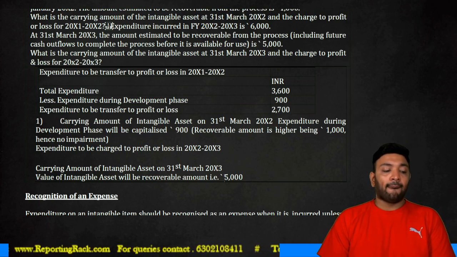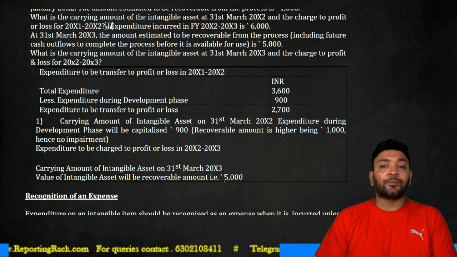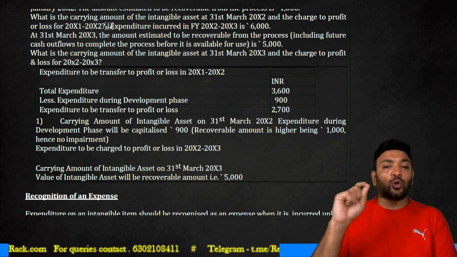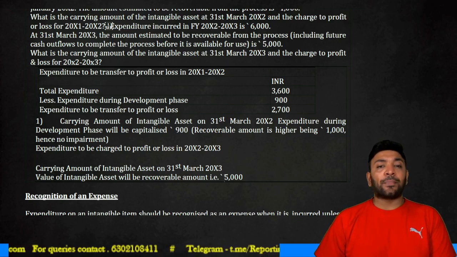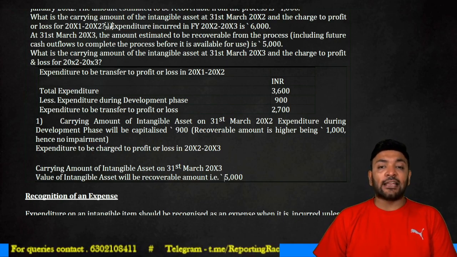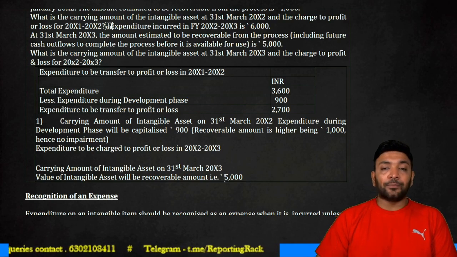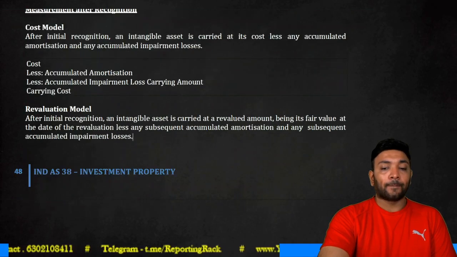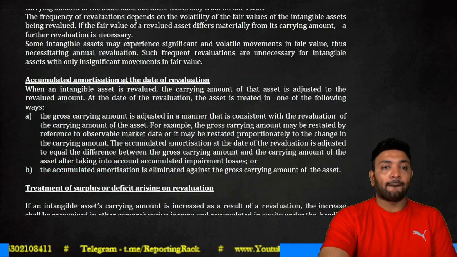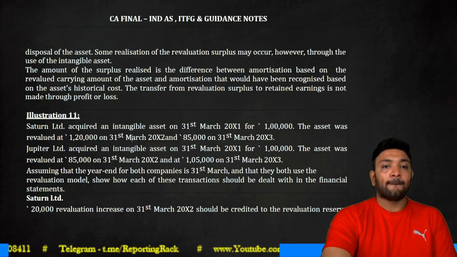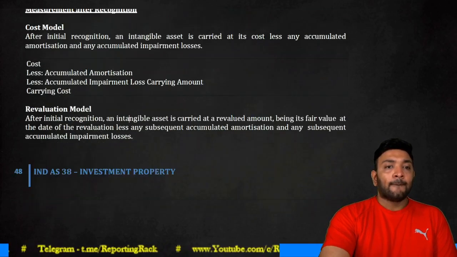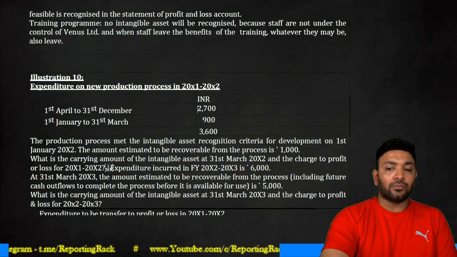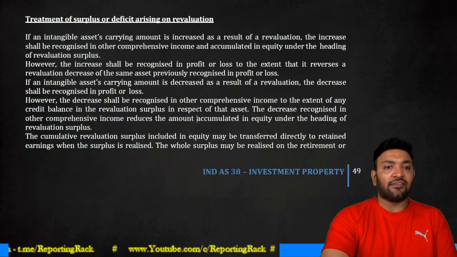Clear? Am I clear in this aspect? The answer of 1,900 is not there. Please make sure that you include it. 1,900 rupees is impairment loss for the year 2022-23, which should be charged off to P&L. Just a second, guys. Was this illustration number 10 which we solved? Yeah. Next one is illustration 11.